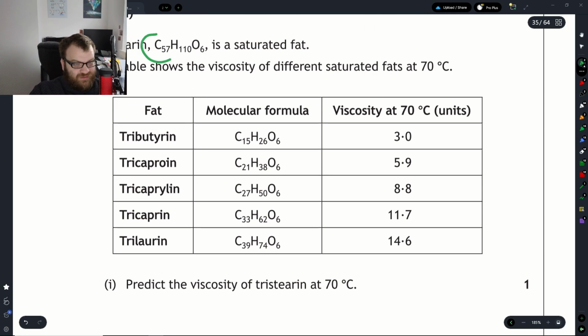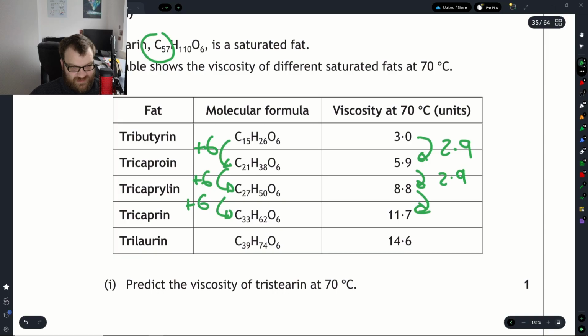Moving on again. This one is a prediction of the viscosity of a particular chemical. Now look at what the table shows us first of all. So every 6 extra carbons going up by 2.9 in this case. Another jump of 6 carbons, and again that is 2.9 difference. 6 carbons. Both of these two. Here we do have 2.9. Okay, so for every 6 carbons, so plus 6 carbons, plus 2.9.